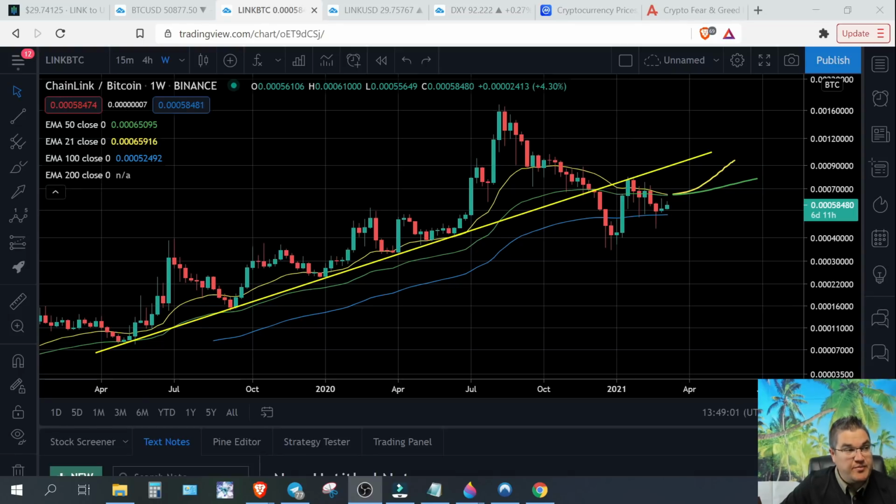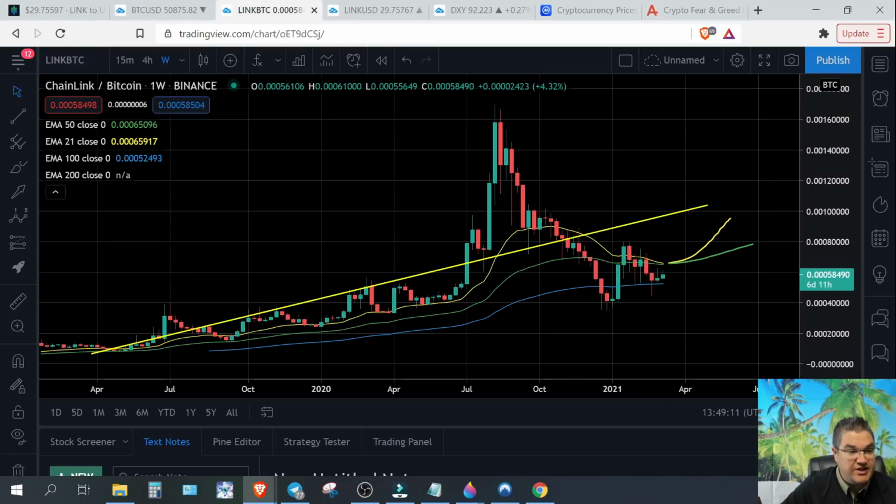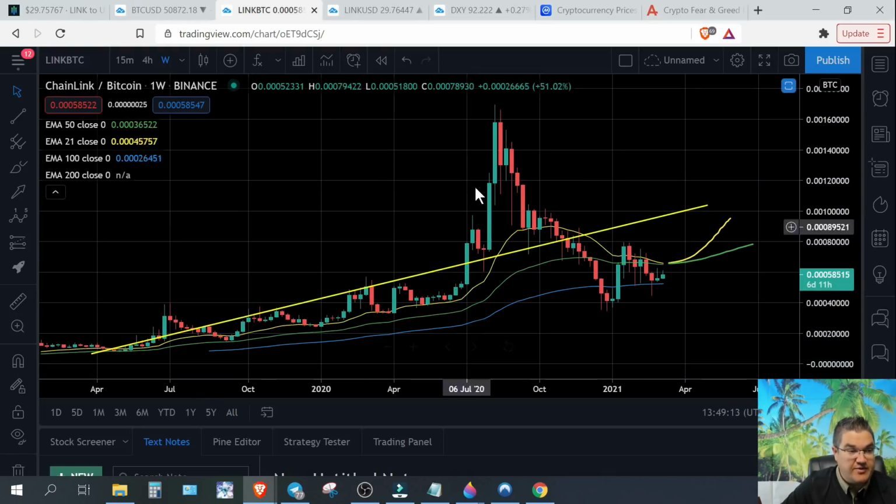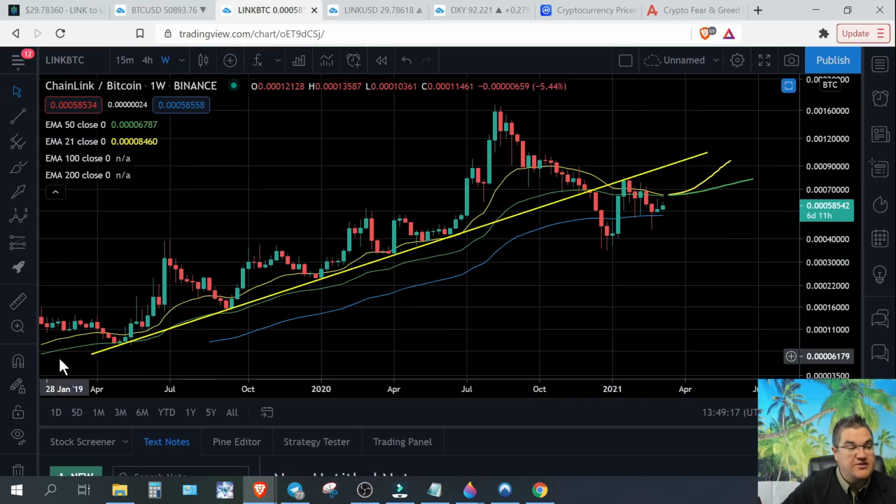So we have Chainlink Bitcoin on the weekly chart. Now this is on a log scale, and this is the trend line that we have been on. If you take it off log scale, it looks quite different. So this is probably the chart that you're used to seeing on a bigger time frame. But on a log scale, look at this. We have our massive, big trend line. This is going back almost 2 years now, right? April 2019.